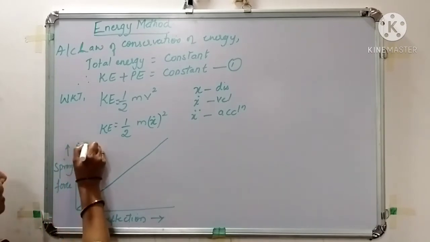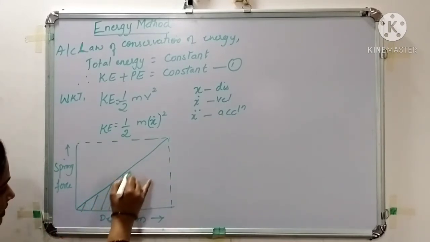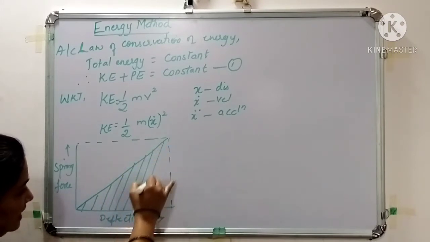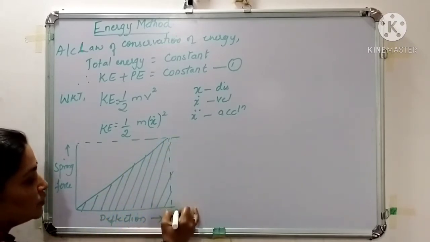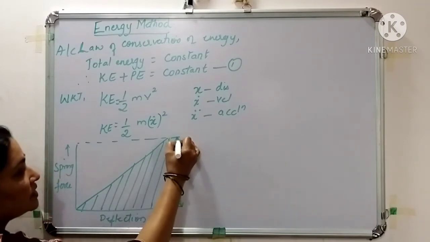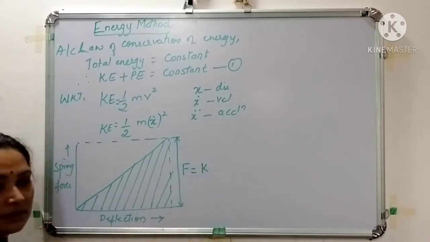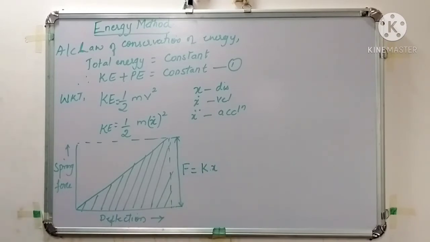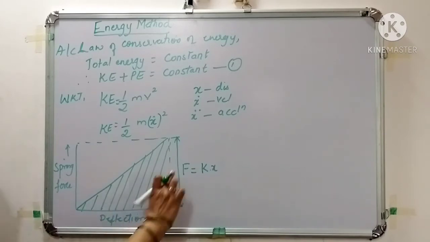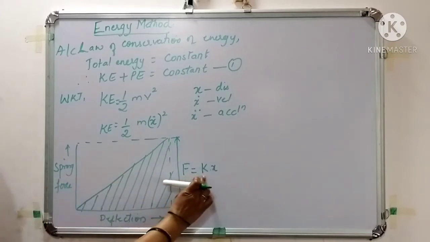Now, I'll take the area below the curve, the hatched portion, that I will consider. Now tell me, this distance is what? This is the spring force, F. Spring force is equal to what? Spring force is equal to K, stiffness, into X, deflection. So F is equal to K into X.